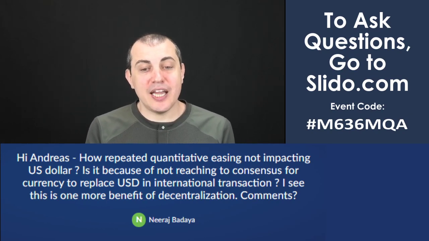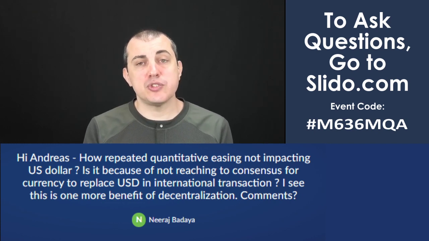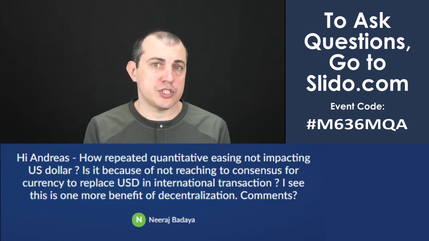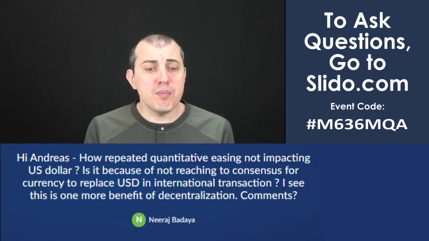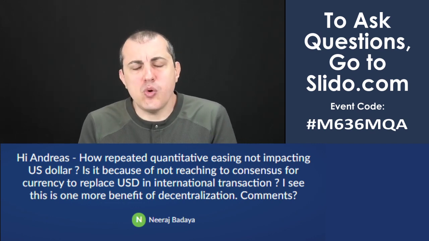Niraj asks, hi Andreas, how is repeated quantitative easing not impacting the US dollar? Is it because of not reaching the consensus for a currency to replace US dollars in international transactions? I see this as one more benefit of decentralization. Comments? Great question, Niraj. Why is quantitative easing not impacting the US dollar? Why is all of this torrent of stimulus and money flowing into banks and then straight out of banks and into bankers' pockets and asset owners and investors' pockets? How is this not leading to inflation, monetary inflation in the US dollar?